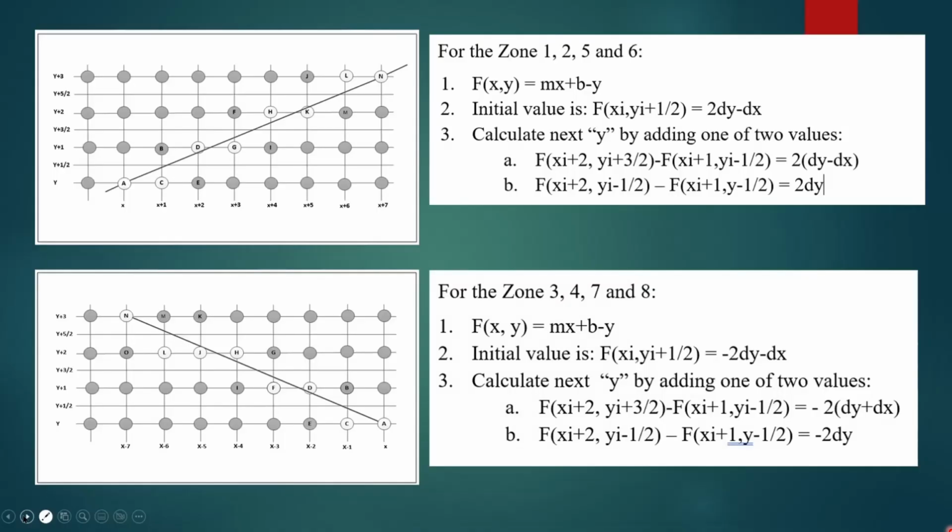Next, we're going to do the following if the slope is negative. The initial value is going to be minus 2 times dy minus dx. And we're going to calculate the next y by adding one of the two values: minus 2 times (dy plus dx), if y is incremented, or we're going to add minus 2dy if the value of y remains the same.